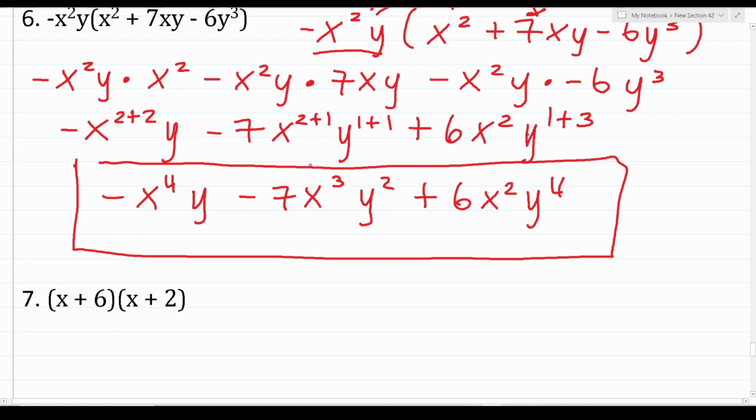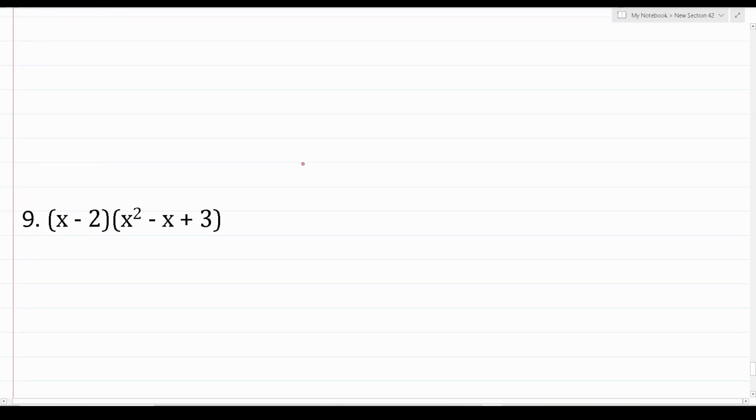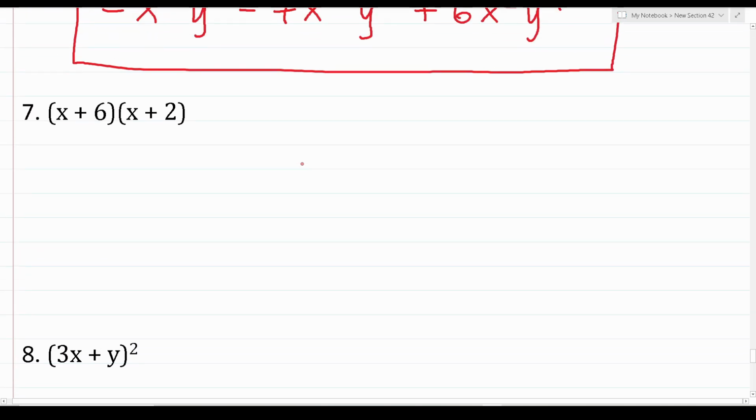And let's go ahead and move on to the next one now. Thankfully, the next few are a little bit simpler. And as you can see, we're multiplying a binomial by a binomial. So we're going to take this first term, multiply it by both of these terms. Then we're going to take this second term and multiply it by both of these terms. That's also called the FOIL method, if that's how you learn how to do that. That said, let's write this one off to the side. We have x plus 6 and x plus 2.